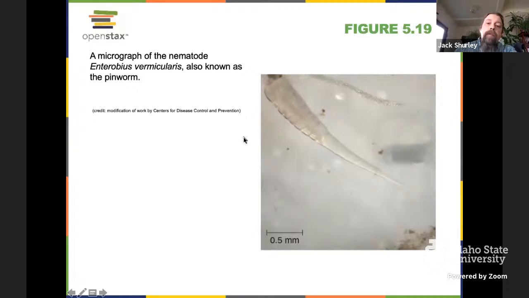So this one that we're starting with to introduce the worms, this is a type of nematode, so we call these guys roundworms. This little guy is called Enterobius vermicularis. It's commonly known as a pinworm. It's also been called the seat worm. And you know, I like to think of it as fun for the whole family.